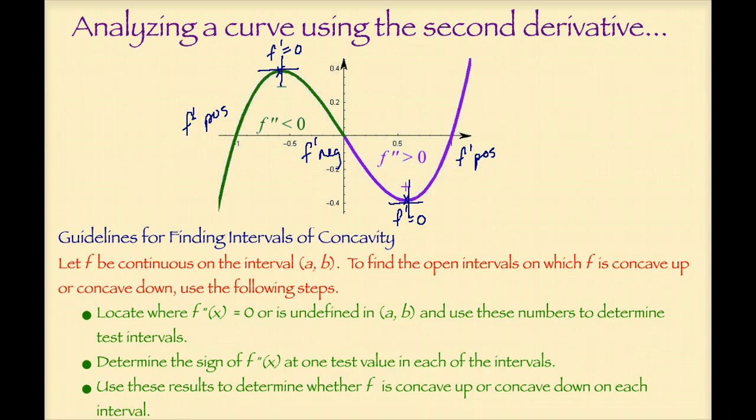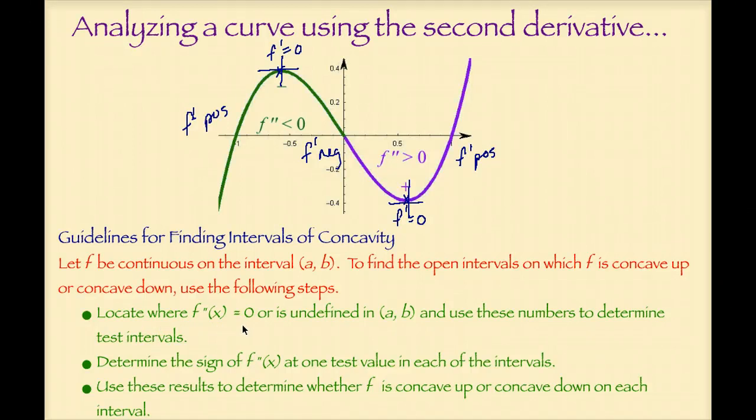Here are some guidelines for finding intervals of concavity. Let f be continuous on the interval AB. To find the open intervals on which f is concave up or concave down, use the following steps. Locate where f double prime of x is equal to 0.